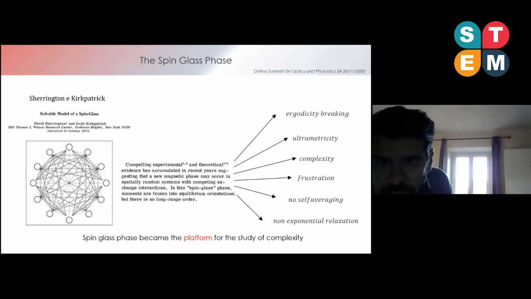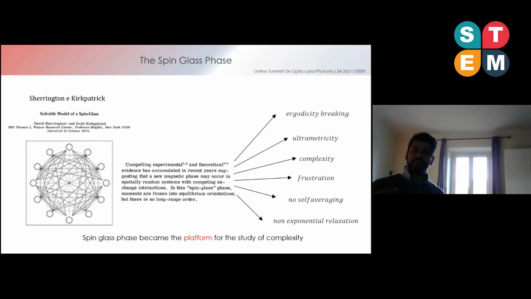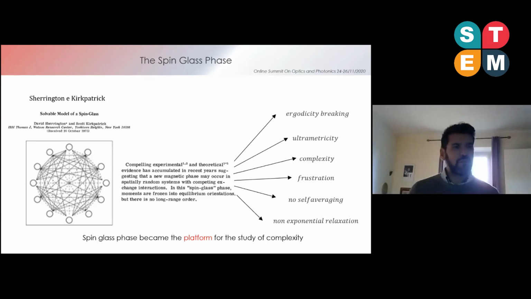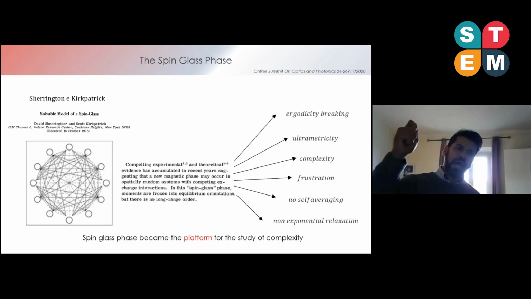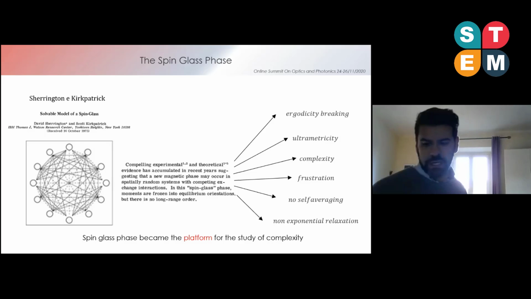So this is interesting because with a very simple toy model, you can really tackle different physical phenomena that are very difficult to find in complex systems, such as non-exponential relaxation, absence of self-averaging, ergodicity breaking, ultrametricity, frustration, and moreover, complexity. Complexity is a very important parameter. It is an observable which is not qualitative. It's really the number, the amount of minima that you have in the potential and the energy landscape.